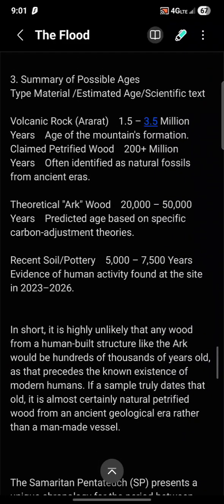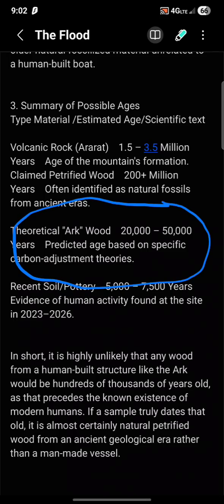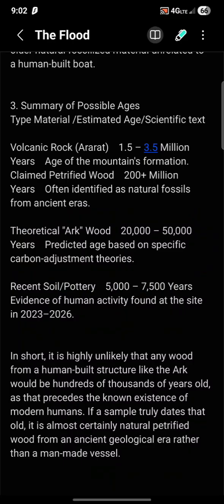The summary of possible ages, types of material, estimated ages, and scientific context. Volcanic rock on Mount Ararat is 1.5 to 3.5 million years. The wood samples are claimed to be around 200-plus million years, often identified as natural fossils from ancient eras. Theoretical Ark wood: 20 to 50,000 years, a predicted age based on specific carbon adjustment theories. The soil, where there is pottery: 5,000 to 7,500 years, evidence of human activity found at the site.